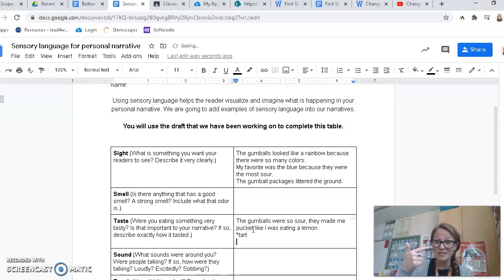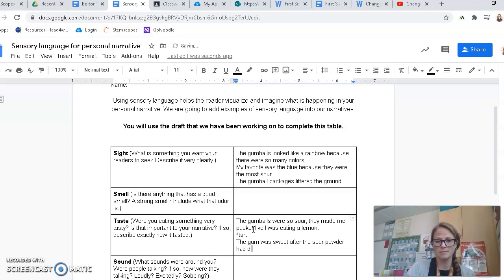But after I got through the sour part, the gum was sweet after the sour powder had dissolved. All right, let's use some more of that science language, right?